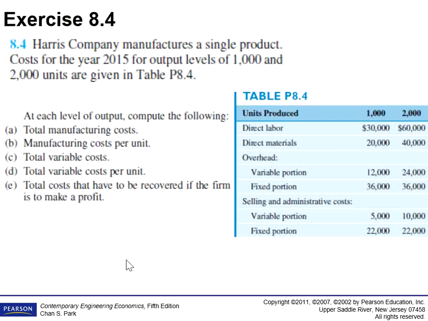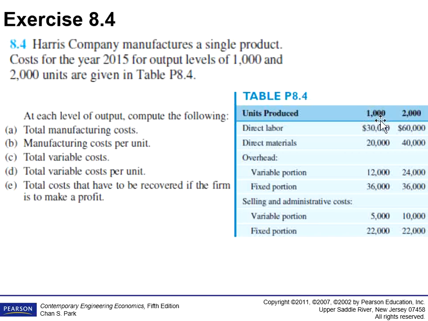8.4 is also similar, a very easy question. Harris Company manufactures a product. For 2015, for two output levels, if you produce 1000 units, this is the cost. If you produce 2000 units, this is the cost. Now if you look at the given information, direct labor is 30,000 if we produce 1000 units, and if we double the units, what happens to cost? It also doubles, which shows it is variable, because it depends directly on the number of units you produce.